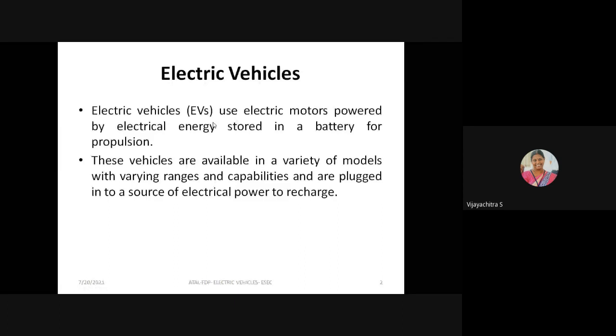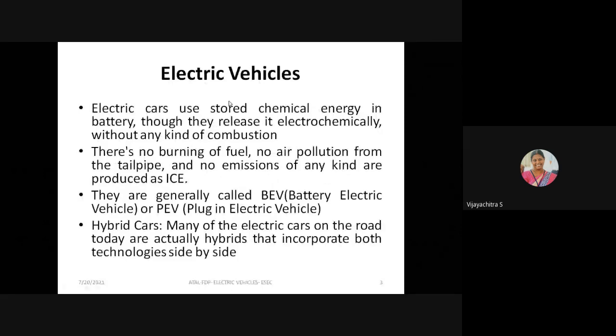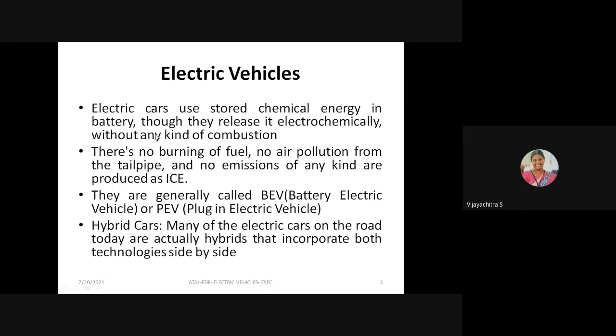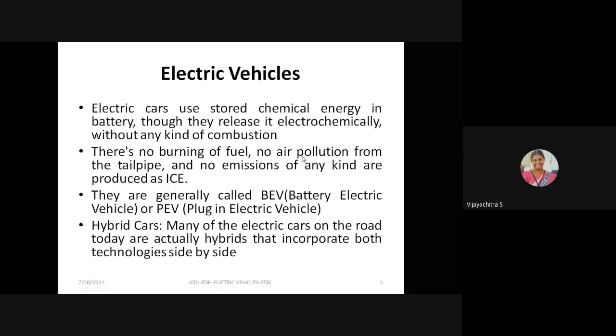Electric cars use stored chemical energy in the battery. We all know they release it electrochemically without any kind of combustion. That's why we prefer electric vehicles: they avoid combustion, so we can definitely control air pollution. There is no burning of any fuel, so there is no air pollution from the tailpipe, and no emissions of any polluting gases.